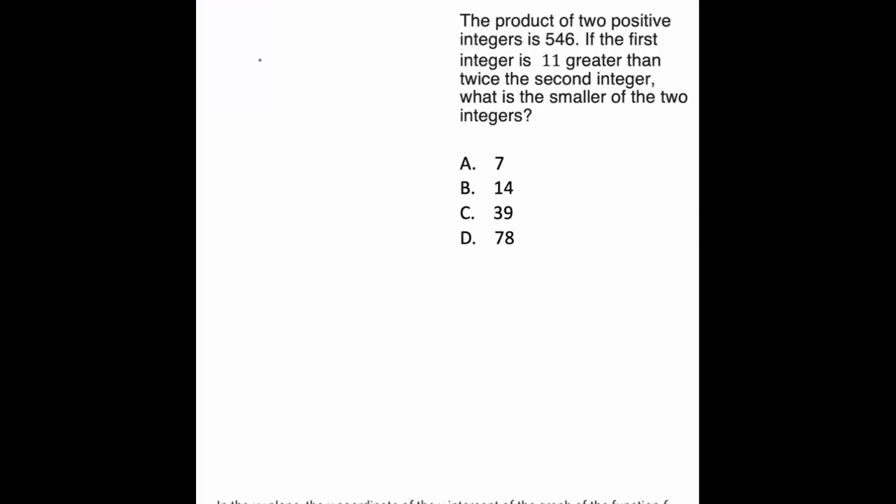In this question, we're seeing that the product of two integers is 546. We're also seeing that the first integer is 11 greater than twice the second integer. So x is the first number, y is the second, and integers are numbers with no decimals. So now we can do some substitution to solve this out.